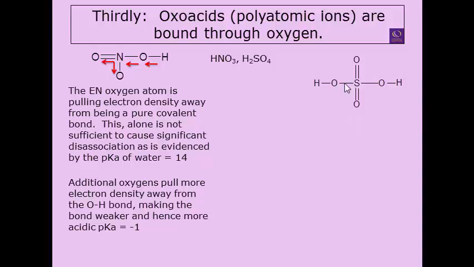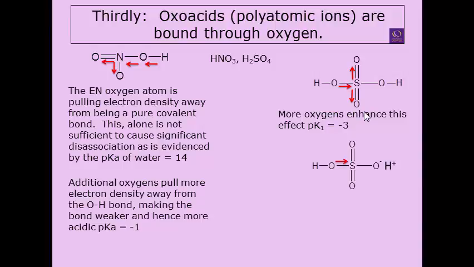So now I go over here to sulfuric acid, and I've increased that by 1 more oxygen, so now I've got a pK1 of -3, and remember again that this is pK1 because we're talking about taking off the first proton. Always keep in mind, once you've removed the first proton, that's going to lessen the effect.